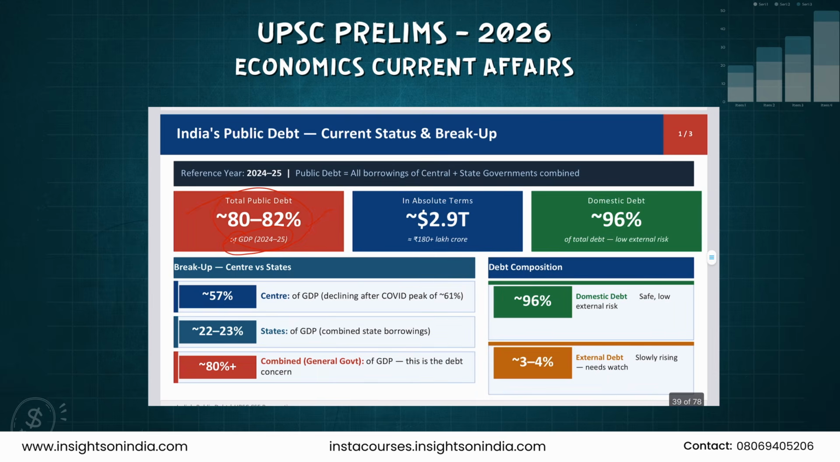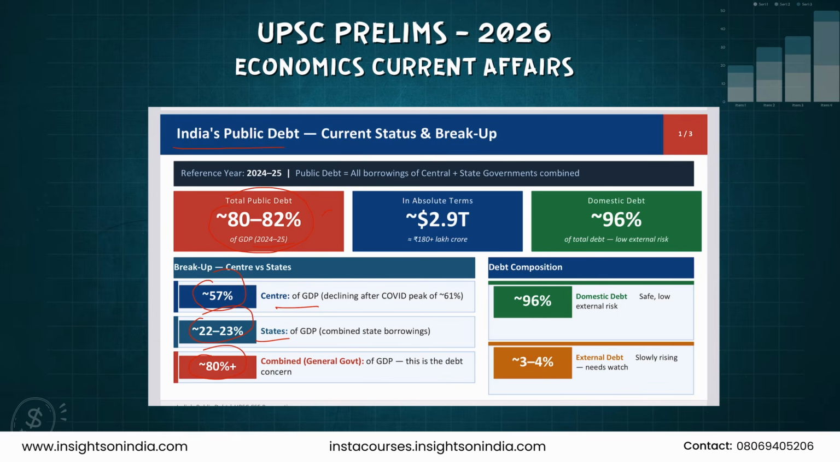Going forward, again there is a huge discussion regarding India's public debt, right? All the opposition parties are making a lot of hue and cry about growing Indian public debt. So there can be a question regarding the same, right? If you talk about the public debt, it amounts to nearly 80 to 82% of our GDP for the year 24-25. Among this 80 to 82%, 57% of the public debt belongs to the central government, 22 to 23% of the debt belongs to the state governments. So combined, it will be more than 80%.